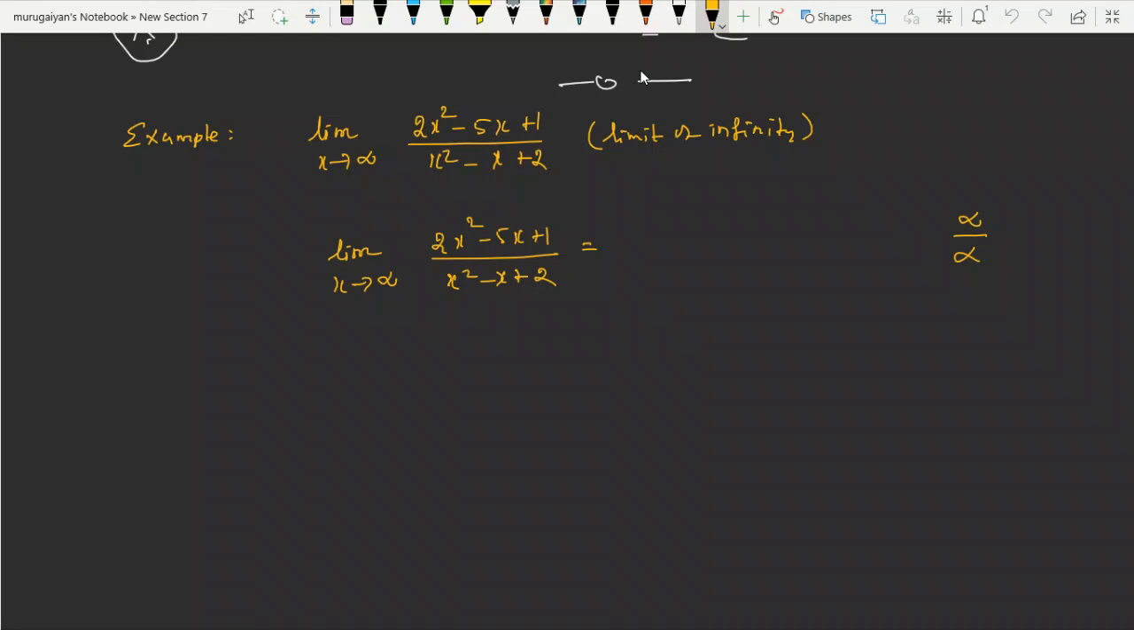The numerator is one polynomial, the denominator another polynomial: take only the coefficient of the highest degree term of the polynomials in the numerator as well as the denominator. What is the coefficient of x square in the numerator? 2. Coefficient of x square in the denominator: 1. So this is the answer. That's all. If you come across this kind of question, apply this shortcut. What is the regular method?